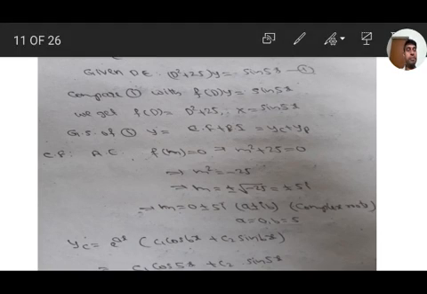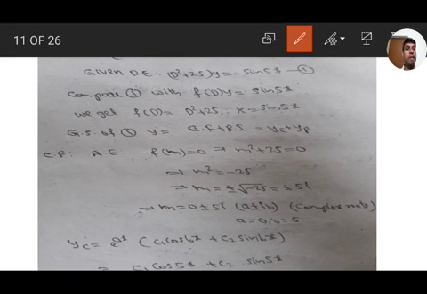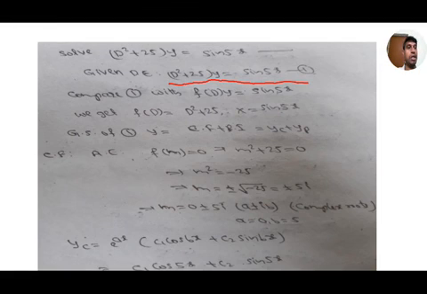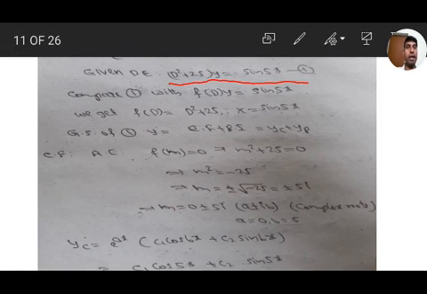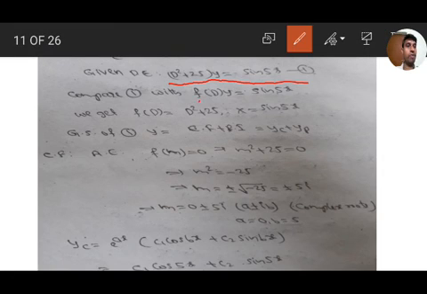Next problem. Solve (D² + 25)y = sin πx. So the given differential equation (D² + 25)y = sin πx, take it as equation 1. Compare equation 1 with f(D)y = X. Sorry, here it is not πx, it is capital X. So we get f(D) = D² + 25 and X = sin πx.